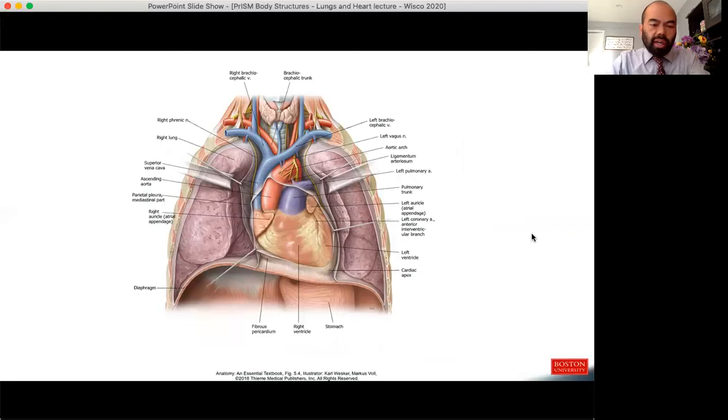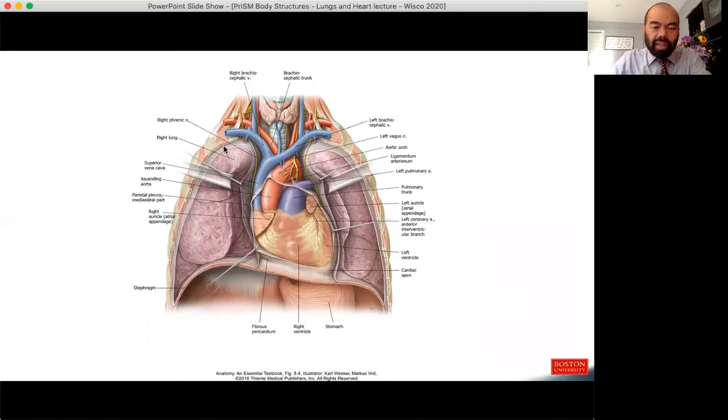Okay, so now let's transition into talking about the pericardium, which again has the same structural principles as the pleura. What we see here, so we'll start with the pleura actually. Here's the right lung and here is the left lung. And you can see the parietal pleura up against the ribs.